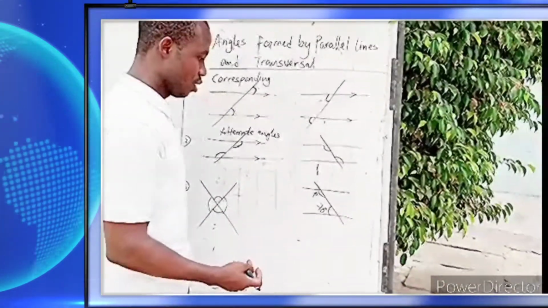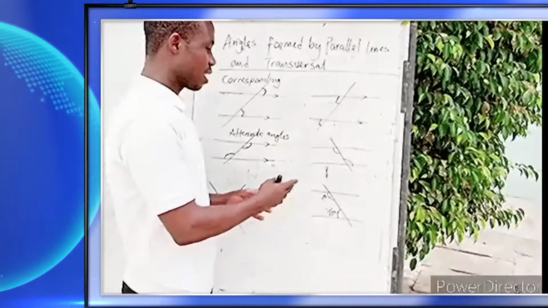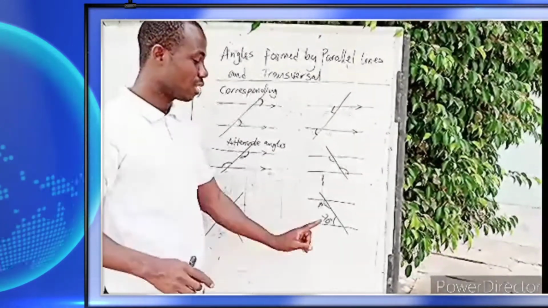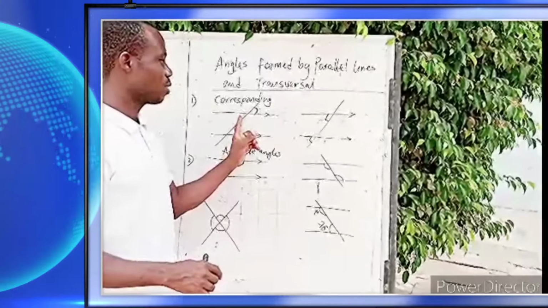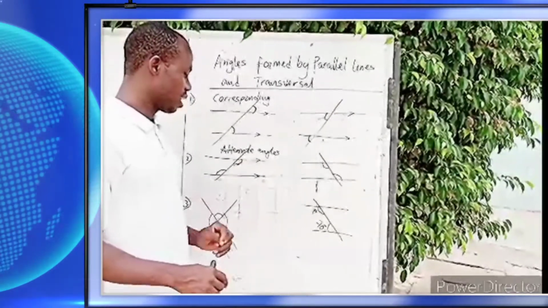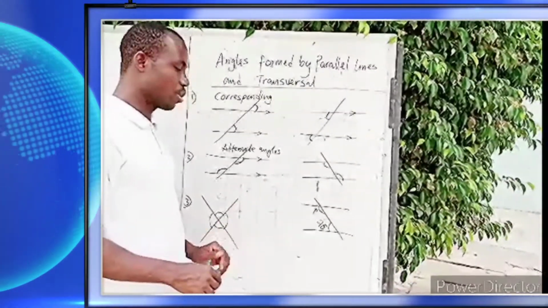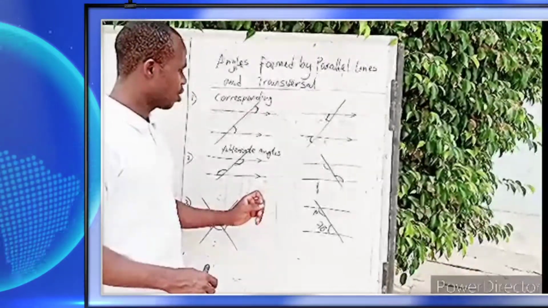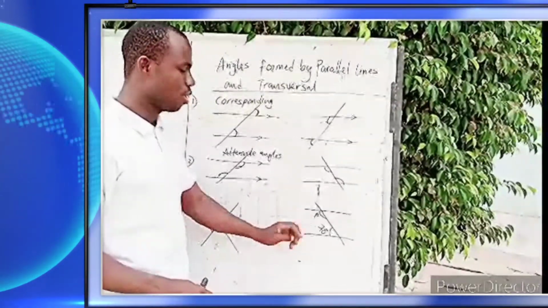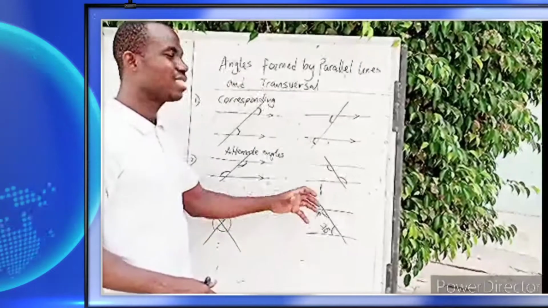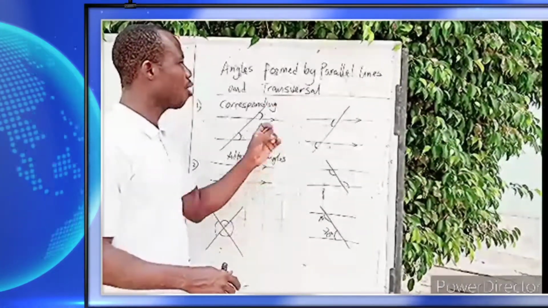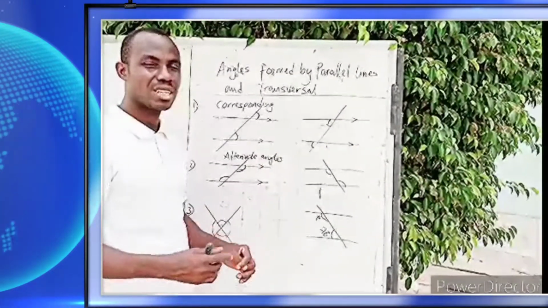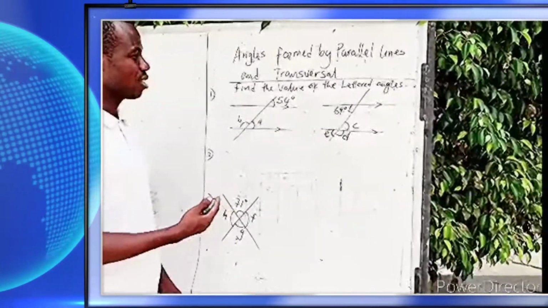Is that clear? So that is how you have to know this important first, that we have corresponding angles, we have alternate angles, we have vertically opposite angles, we have co-interior angles. So these are the different types of angles formed between parallel lines and a transversal. Is that clear? Let's look at some examples.